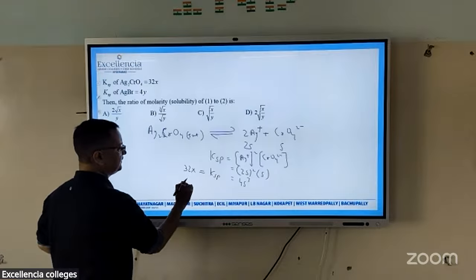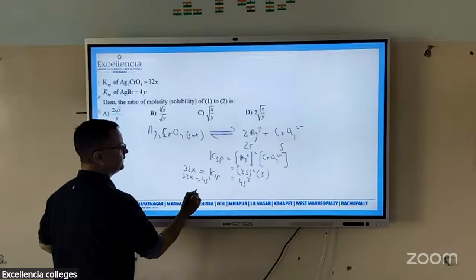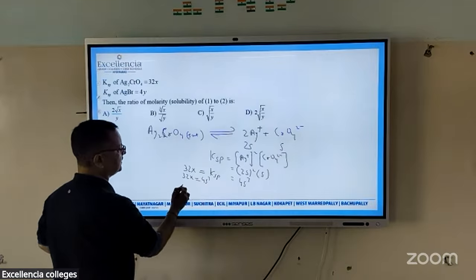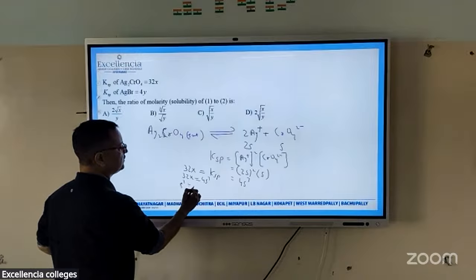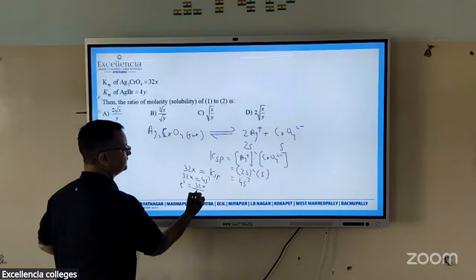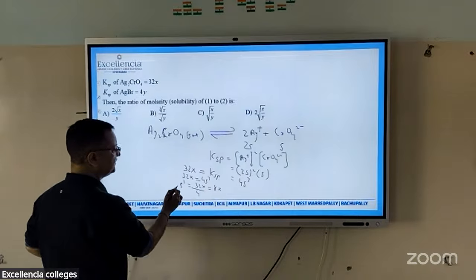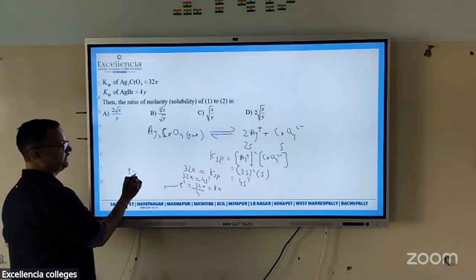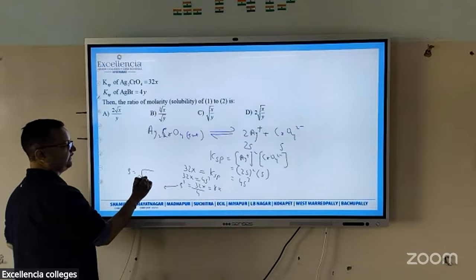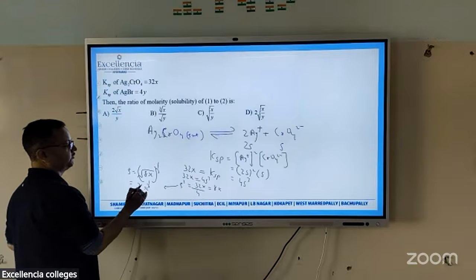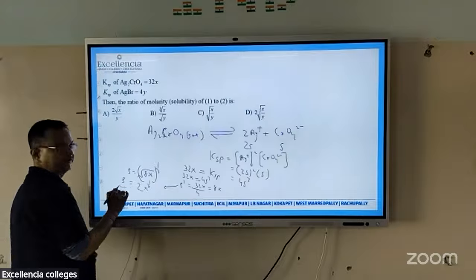So we are getting x is equal to 4S cube, and from here we can find the solubility of this salt. S cube is equal to 32x by 4, which is 8x. So the solubility will be (8x) to the power 1 by 3, which comes as 2 into x to the power 1 by 3, or 2 times the cube root of x. So that is the solubility of this salt.